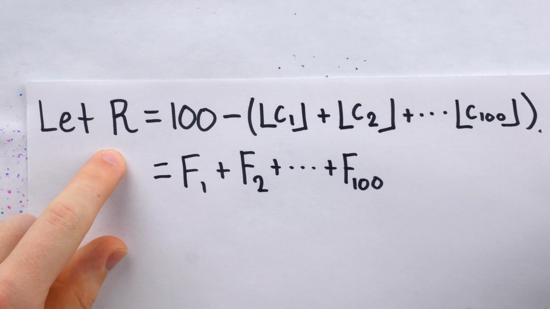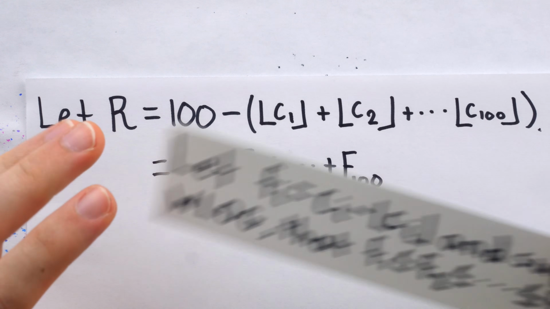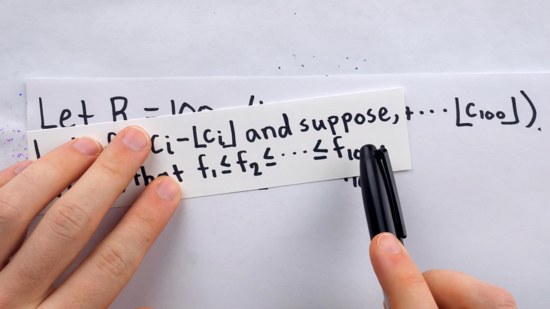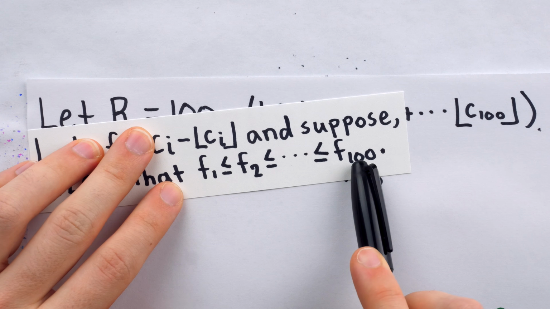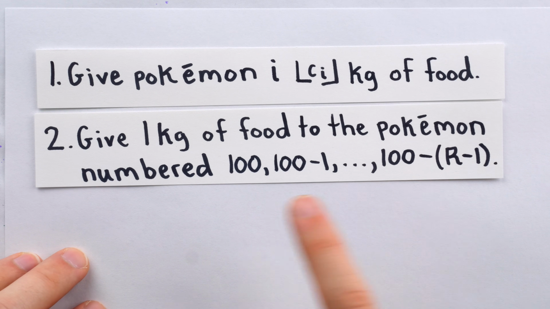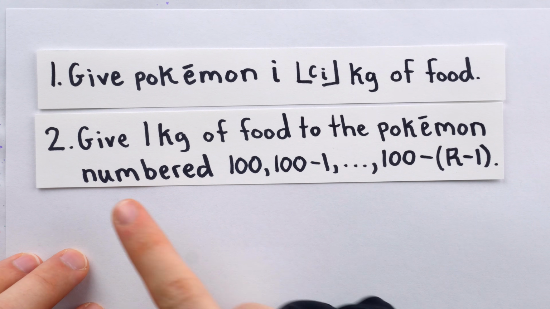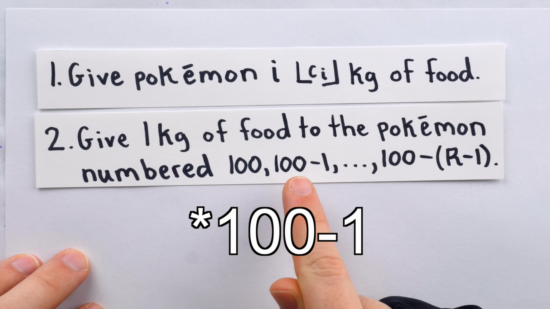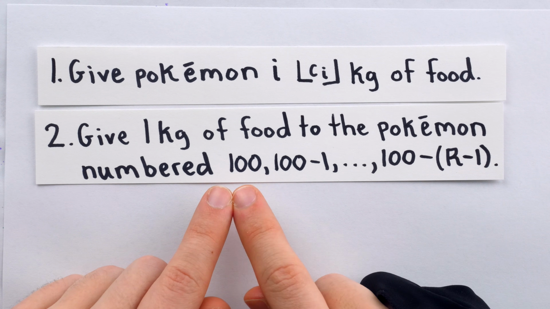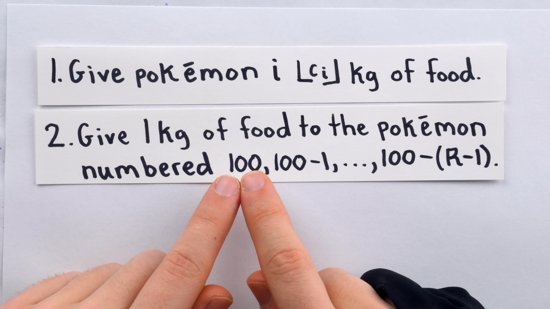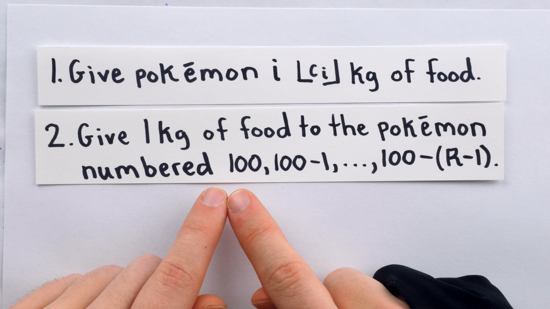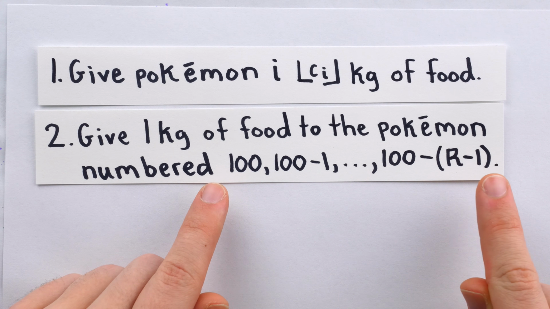Okay, then with our R kilograms of food remaining, what we're going to do is give an additional kilogram of food to the Pokemon whose bowls have the top R fractional parts. There's that part of the strategy written out. We're giving 1 kilogram of food to the Pokemon numbered 100, 99, and so on down to 100 minus R plus 1. Remember, we numbered the Pokemon so that from higher numbers to lower numbers gives us higher fractional parts in the bowl capacities to lower fractional parts.